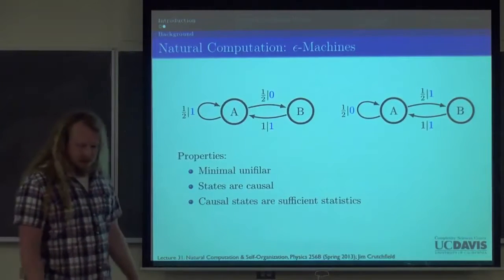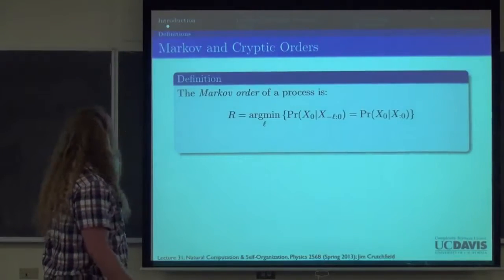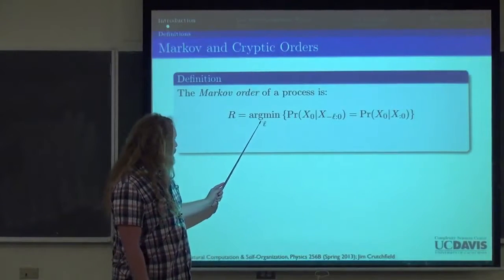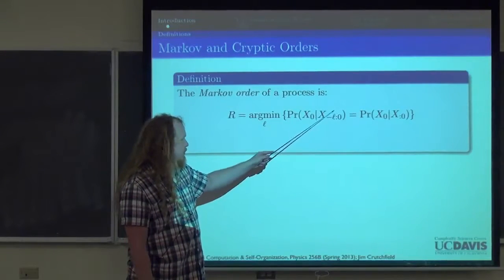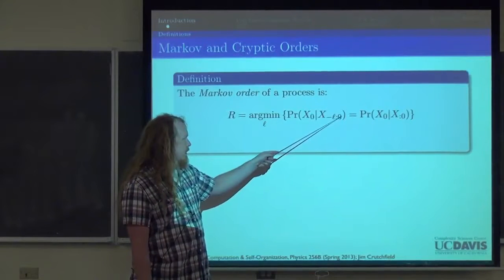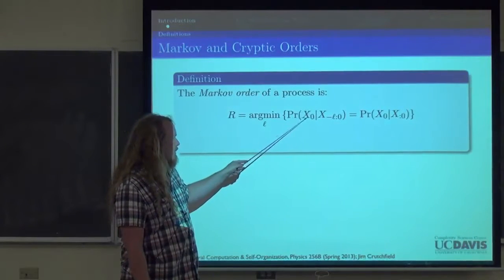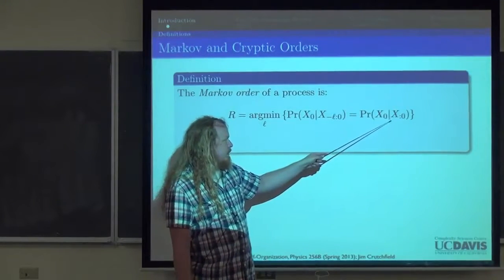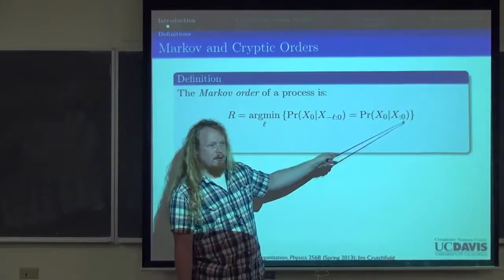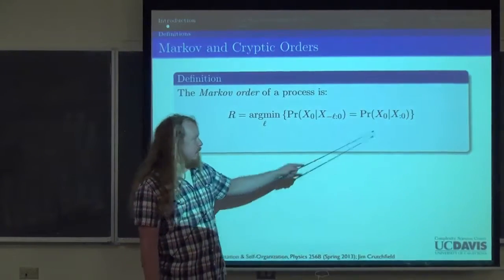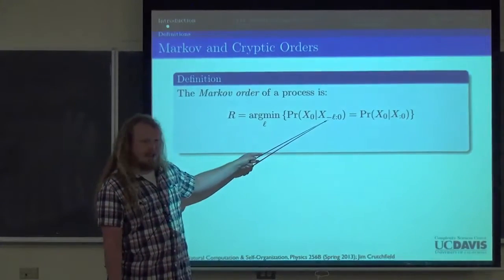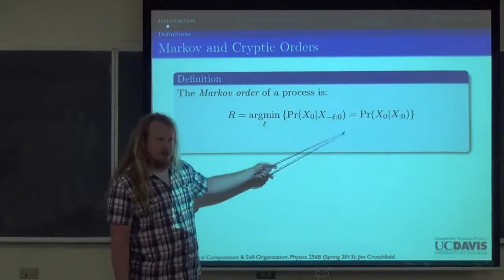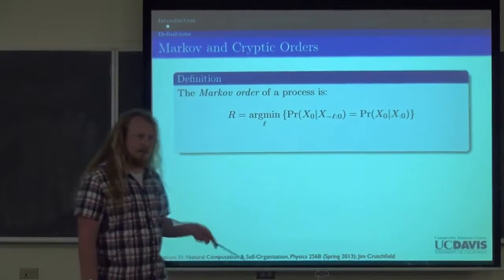So moving on. The Markov order of a process is the minimum length L such that, upon observing a block of that length, the probability of the next symbol given the previous L symbols is equivalent to the probability of the next symbol given all the previous symbols. So instead of looking at the infinite past, if you only have to look at a length L past, the Markov order is the shortest length L past at which you still have equivalent predictive ability.